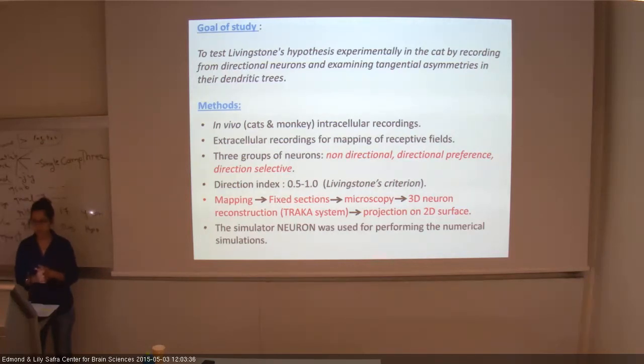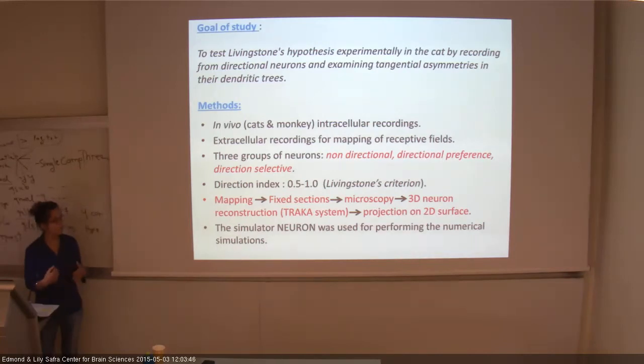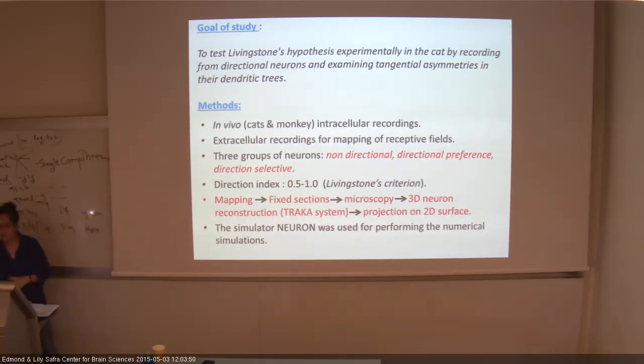They group the neurons in three categories: the non-directional, the directional preference, and directional selective. The non-directional ones respond to backward and forward motion, both. Directional preference cells are biased for one direction of motion, and directional selective cells fire exclusively for one direction.